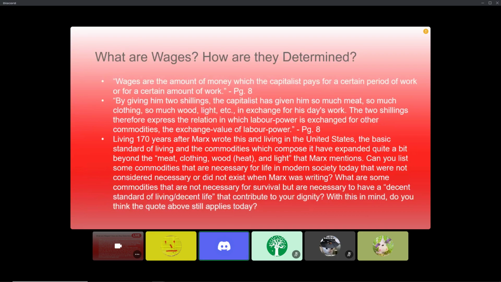Living 170 years after Marx wrote this and living in the United States inside the imperialist core, where we benefit greatly from unequal exchange, as Danny told us a couple weeks ago, the basic standard of living and the commodities which compose it have expanded quite a bit because the meat, clothing, wood, which is a substitute for like heating, we use natural gas nowadays, and light that Marx mentions. Can y'all list some commodities that are necessary for life in modern society that weren't considered necessary or didn't exist when Marx was writing?